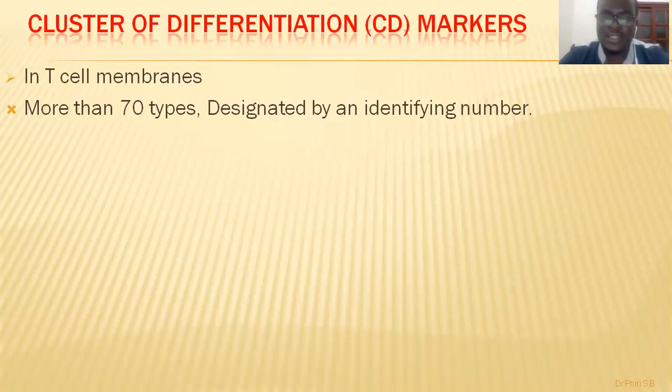So we proceed. So just a bit of information on cluster of differentiation markers. The CD are the proteins that are associated with the lymphocytes, especially the cytotoxic lymphocytes and the T helper lymphocytes. So these are the ones that will have cluster of differentiation. So you have different types of this cluster of differentiation, over 70 types. So in T cell membrane, this is where you find cluster of differentiation. So there are more than 70 types designated by an identifying number. So you have CD4, CD8, CD1, CD20, CD30. So there are a lot of them.